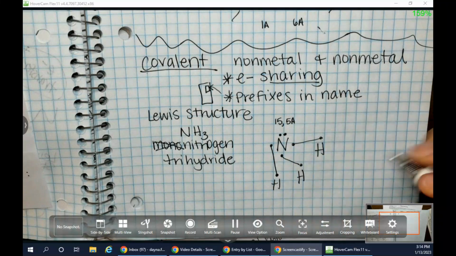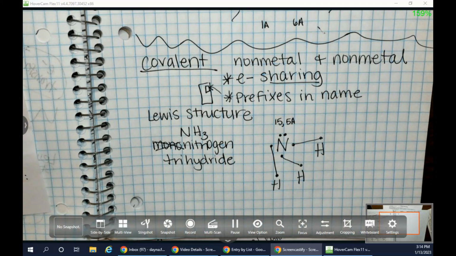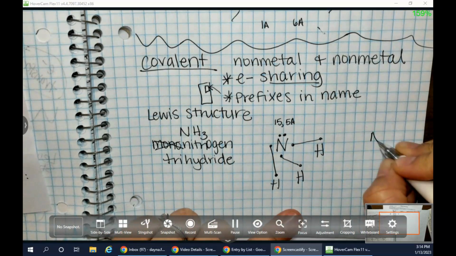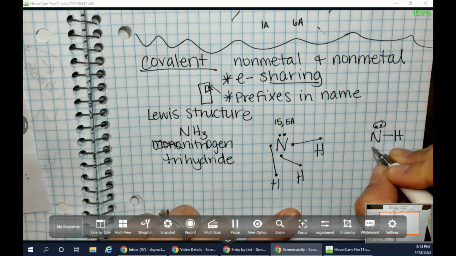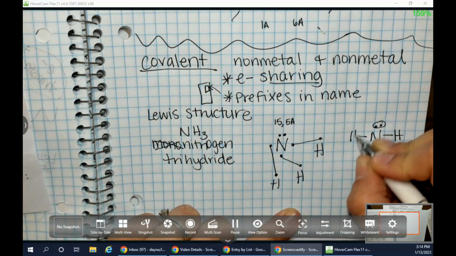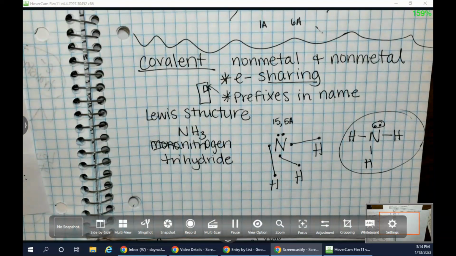Once you have a general idea of what gets connected, you can pretend like you're pulling on a string and everything tightens up. I don't know if you guys have ever seen those dolls. Anywho, so nitrogen with a lone pair on top, and then it's connected to hydrogens. And that's your Lewis structure.